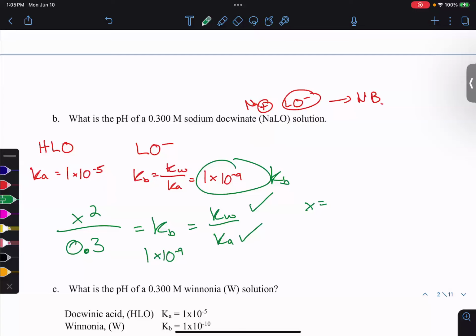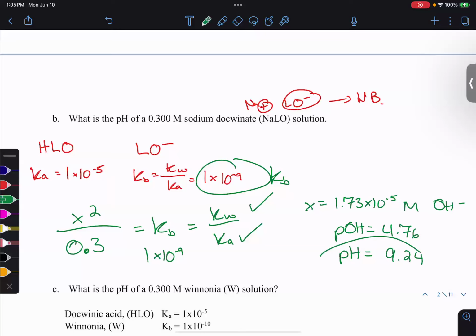So this answer x is 1.73 times 10 to the negative 5, but this is the molarity of what? Hydroxide, because we used Kb. So that means the pOH is equal to negative log of that, 4.76. So the pH is equal to 14 minus that, 9.24. We put a base into solution. What should the pH be? Basic. Is it? Yes. Perfect.